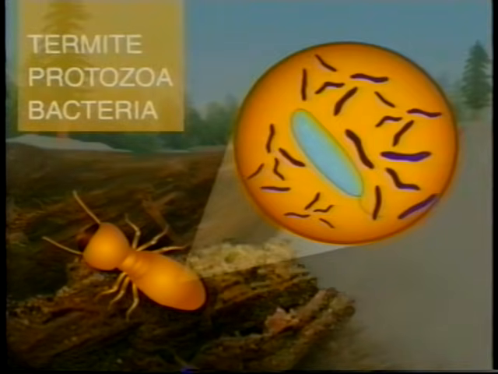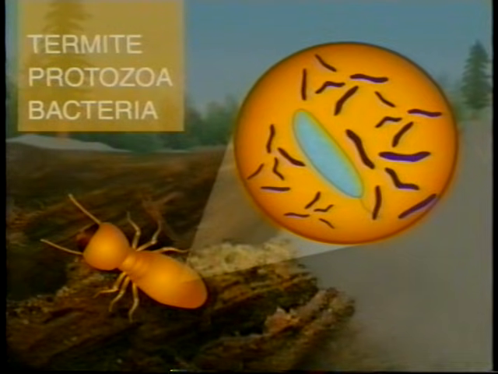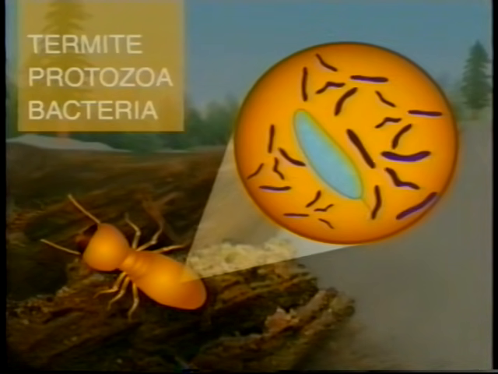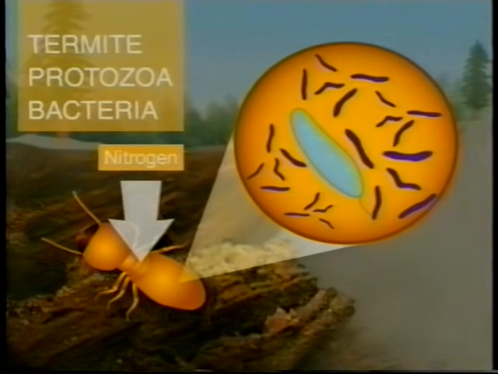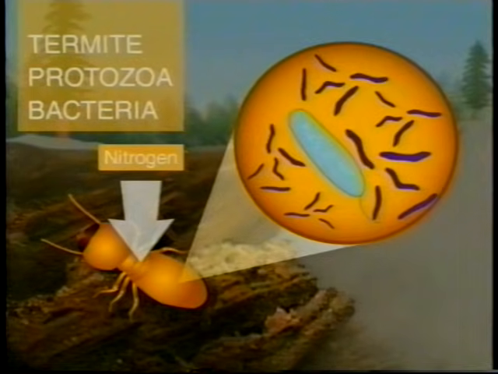The protozoa secretes an enzyme which allows the termite to digest cellulose, which is an extremely difficult food source to break down. The bacteria living in the intestine are nitrogen fixers, which means that they have the unusual ability to use atmospheric nitrogen to make protein.